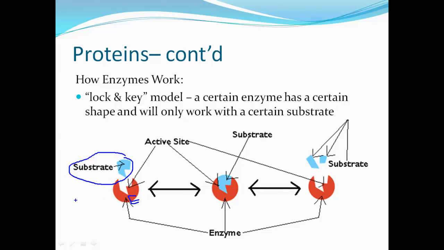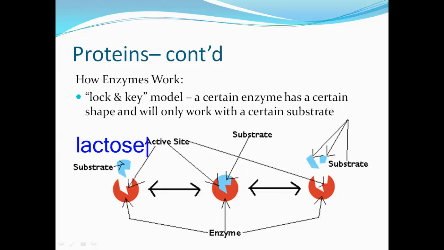For example, this could be lactase. Notice that it has ASE on the end. That means it's an enzyme. The sugar that's involved here is lactose. Notice it has OSE on the end. Okay? And this is just an example. There are many thousands of enzymes and many thousands of substrates.